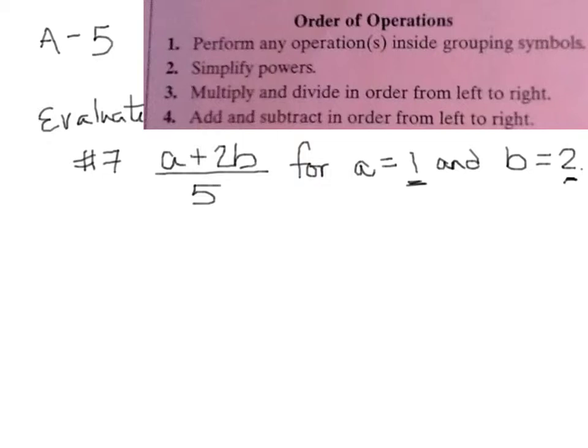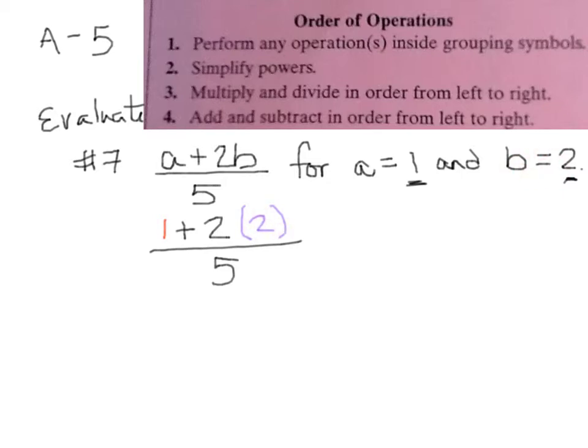So here I'm going to say 1 plus 2, and then where I have my b, I'm going to put in the value for b, which is 2. Times 2, and then I'm back to over 5. So I have evaluated this. For a, I put in the value for a, which was 1, and for b, I put in the value for b, which is 2.